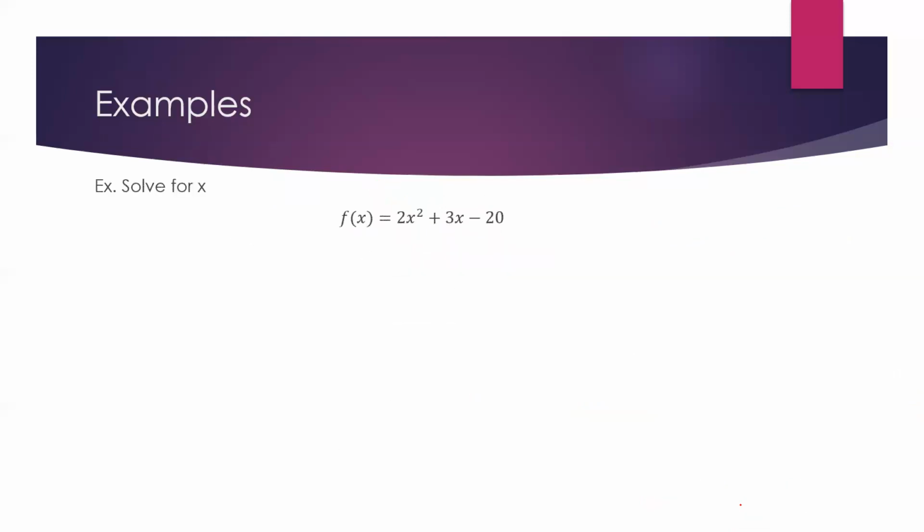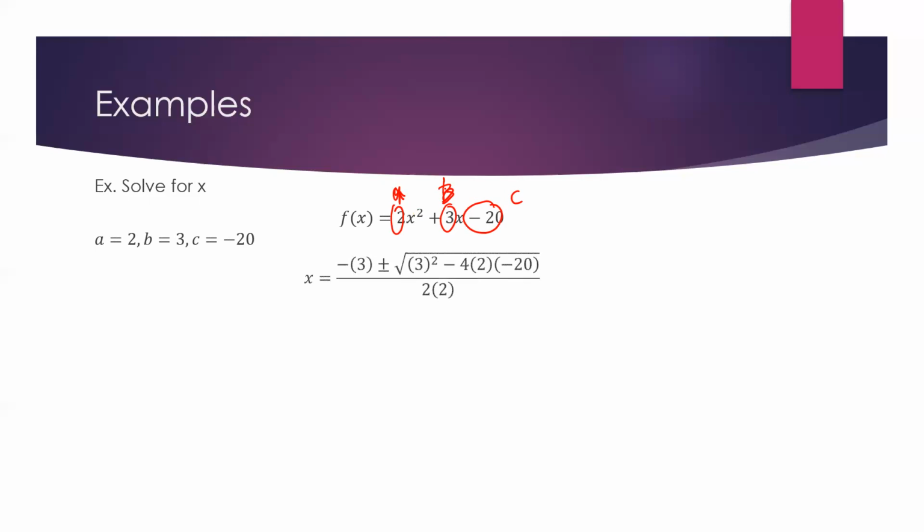So here's another example. We have 2x squared plus 3x minus 20. If we want to solve this, we simply let a be 2, we let b be 3, and we let negative 20 be c. So a is 2, b is 3, and c is negative 20. We sub it into our quadratic formula.